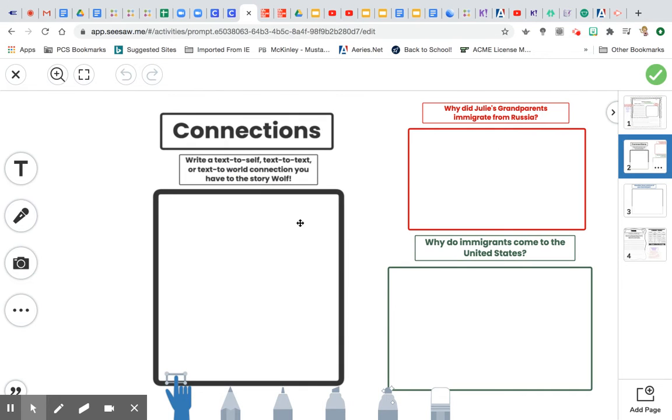Here are connections. Maybe you know someone that's immigrated. We talked about that. You can ignore where it says wolf, that's an accident. Then answer these 2 questions. Why did Julie's grandparents immigrate from Russia? Why did they leave? It talks about it in the very first couple pages. And why do immigrants come to the United States from all over the world? So why are people coming to the United States?